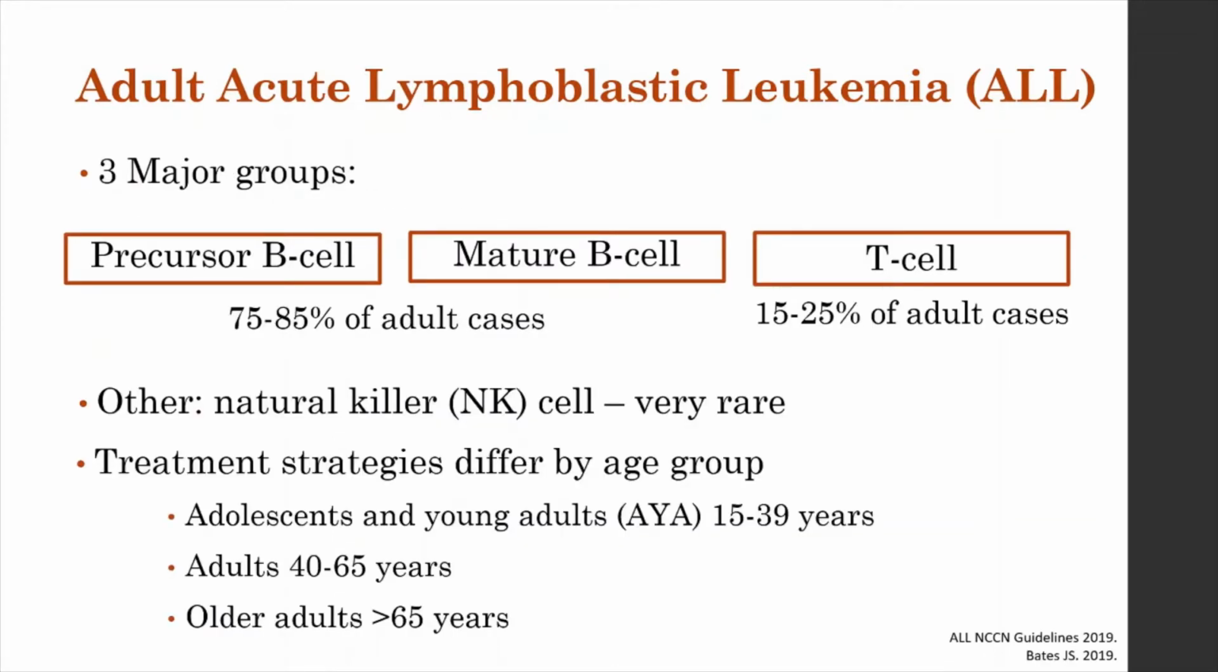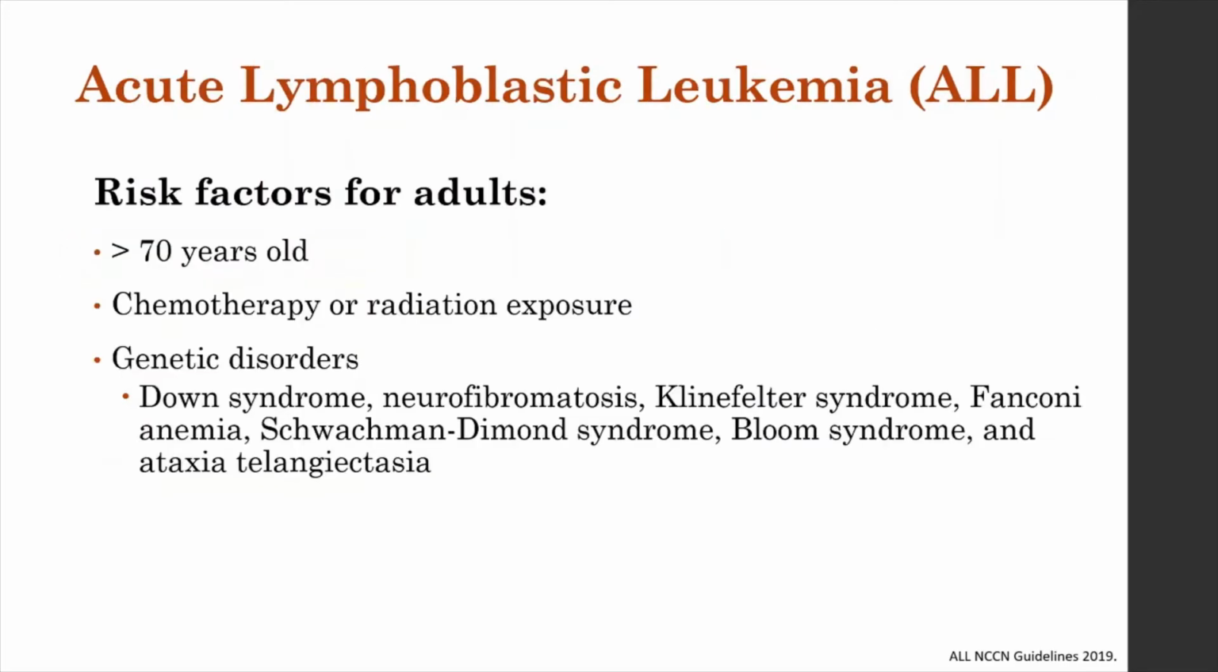There are three major groups: precursor B-cell, mature B-cell, and T-cell, with B-cell being much more common than T-cell, and precursor B-cell being more aggressive disease than mature B-cell. There is another group, natural killer cell, which is very rare. And it's important to note that treatment strategies will differ by age group. So adolescents and young adults will be treated differently than adults and older adults.